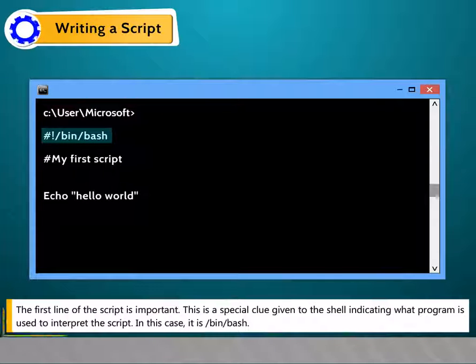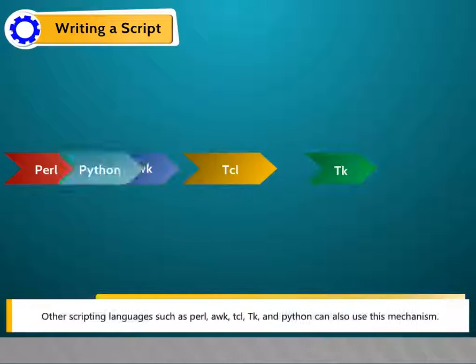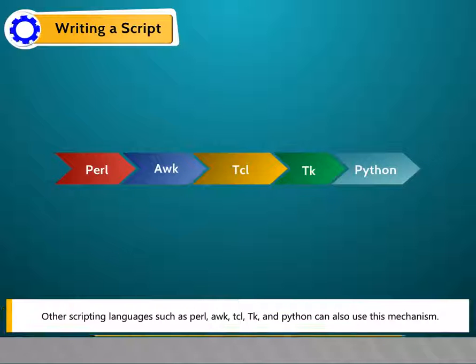The first line of the script is important. This is a special clue given to the shell indicating what program is used to interpret the script. In this case, it is /bin/bash. Other scripting languages such as Perl, AWK, TCL, TK and Python can also use this mechanism.